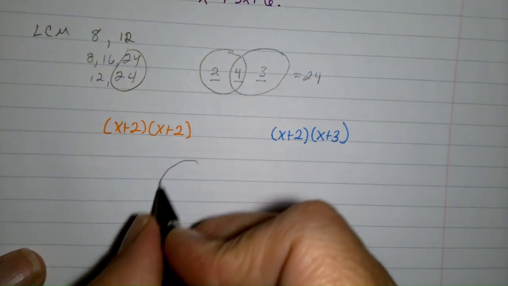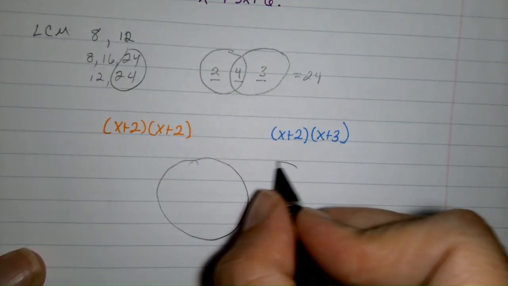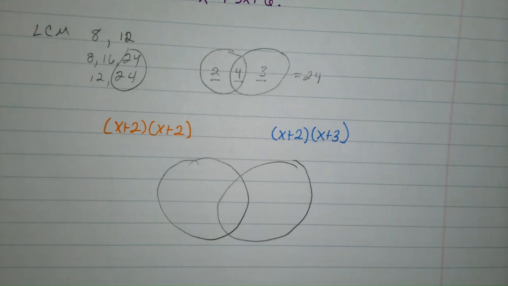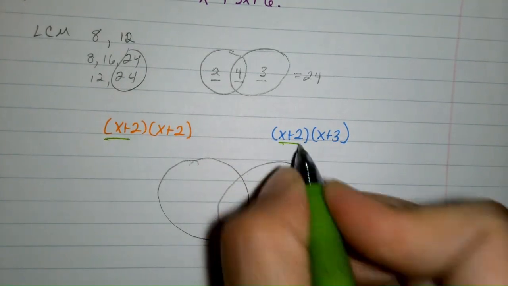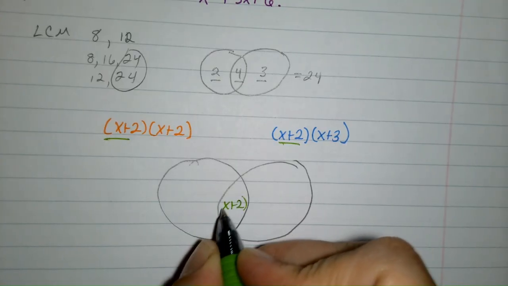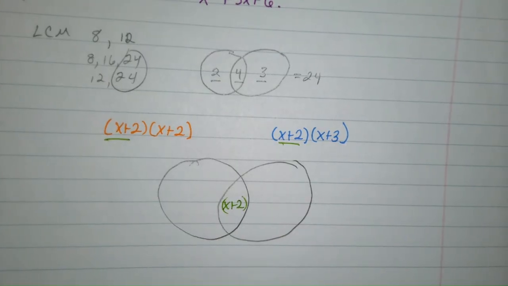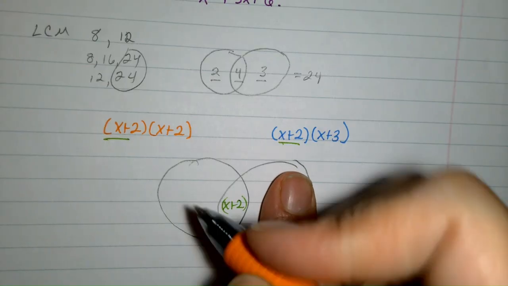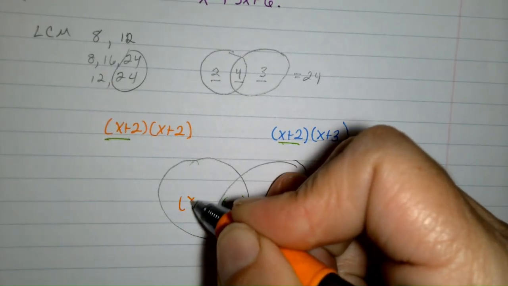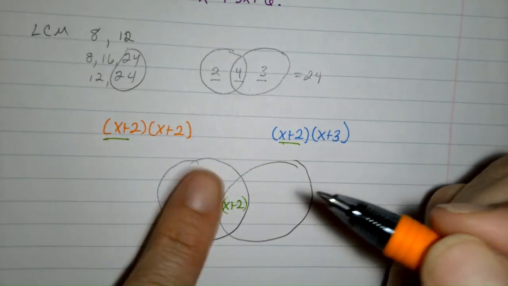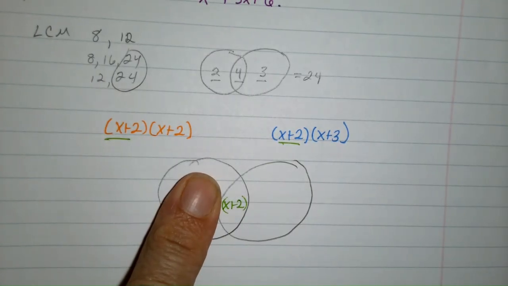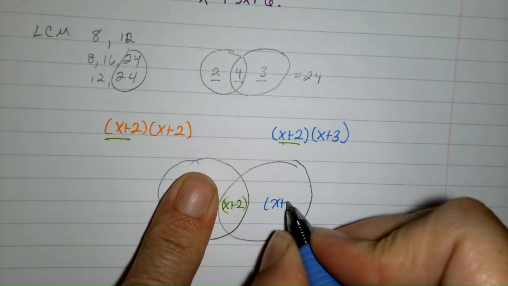So make that Venn diagram. Their common factor is x plus 2. All right, the orange one is x plus 2 times x plus 2. The blue one was x plus 2 times x plus 3.